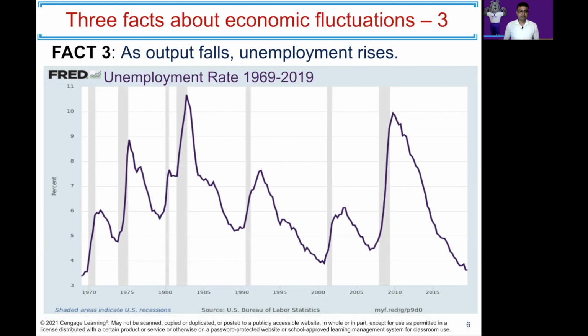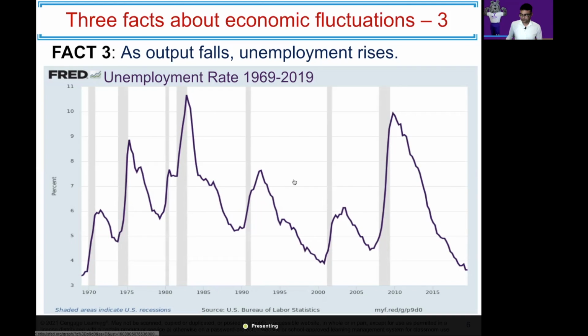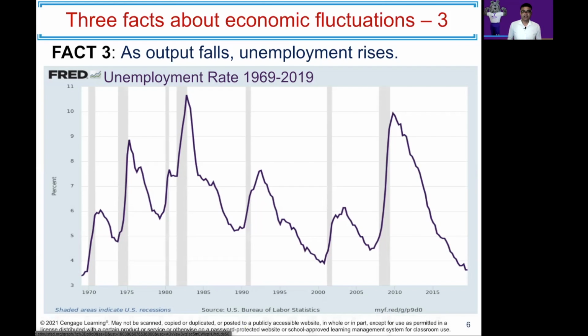When firms cut back on production, they do not need as many workers. Similarly, during expansions, we see that unemployment, you can see it here, falling. As firms increase their output, they need more workers.